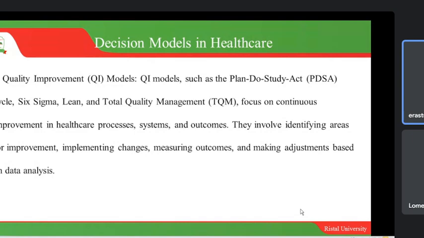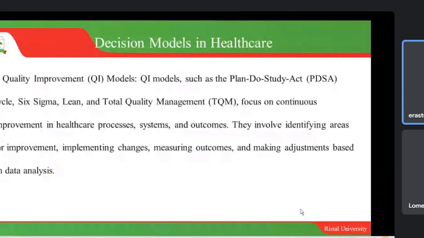So under quality improvement, we have quite a number of models that we use. The Six Sigma model. When we are using the Six Sigma model, our aim is to improve healthcare processes by reducing variability. And also we need to reduce any form of defects. And the purpose, of course, is to assist our efficiency and quality.